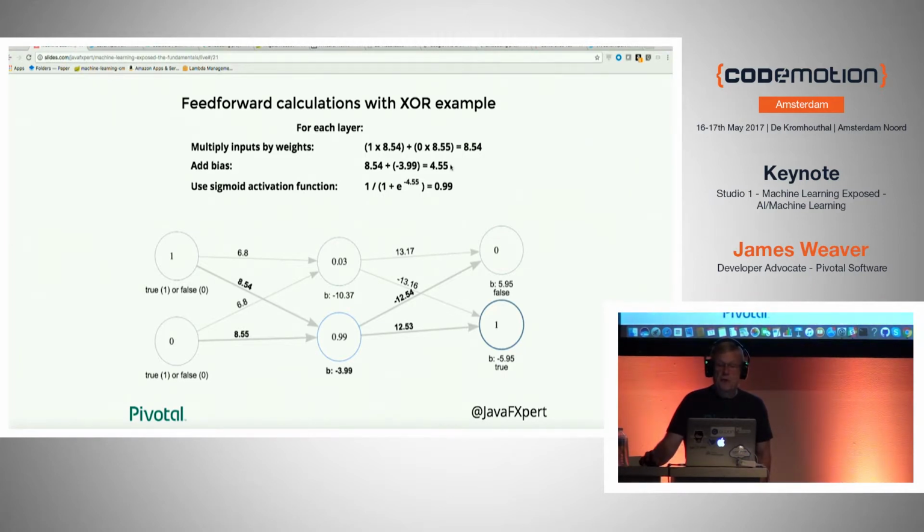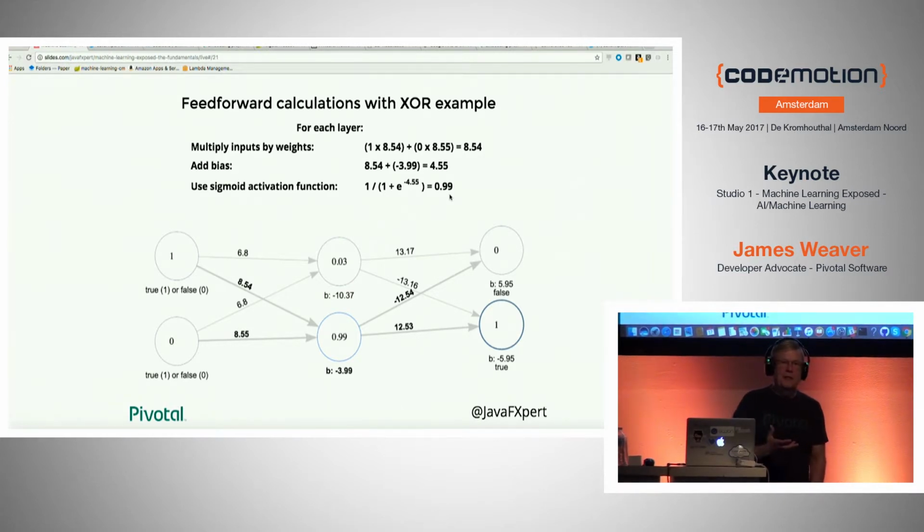So you take that 4.55 and you negate it, and then you plug it into this sigmoid activation function. So take the inverse of 1 plus e to the negative 4.55, and that comes to 0.99. So that's firing that neuron. And so you do that with all the other nodes in the network. It's a very simple calculation, but it's a very lengthy calculation if you have lots of nodes in the network and lots of hidden layers.